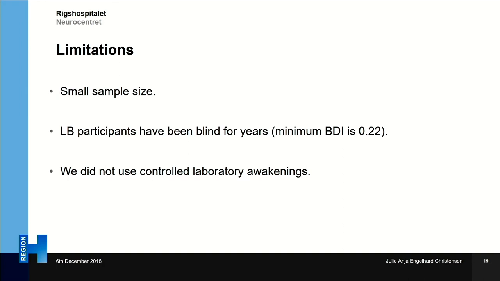And the last limitation that I will mention is that we did not do any controlled laboratory awakenings. So the visual content of their dreams, or the elements of their dreams, were based on a period of 30 days when we asked about their dreams, and the measurement of the eye movement activity was done on a night not included in this 30-day period.